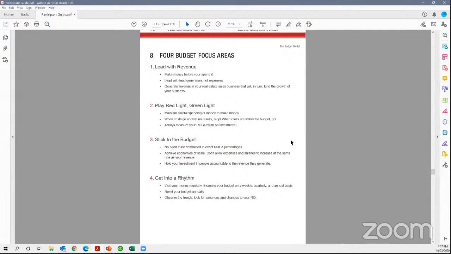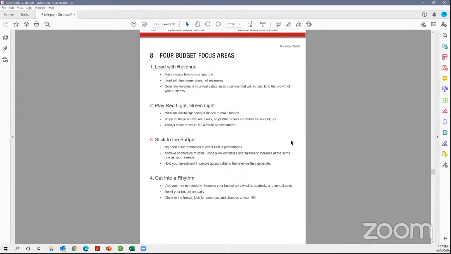Now, many real estate agents think that if they spend more money up front or build infrastructure or have a big sales organization, that the business is going to come to them. So there are a lot of agents that believe you have to spend money in order to make money. The beauty of the real estate sales business is the actual cost associated with getting a single buyer is actually quite low. With a proportionally small investment, you can generate revenue in your real estate sales business that will in turn fund the growth of your business. If you hold to the lead with revenue approach, it forces you to lead with lead generation and sales, not with expenses.